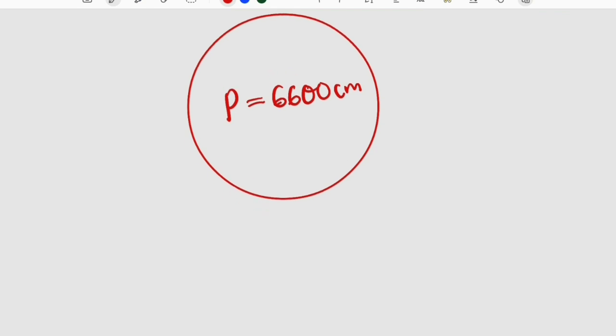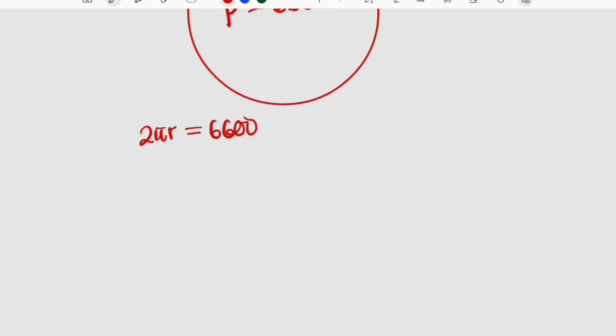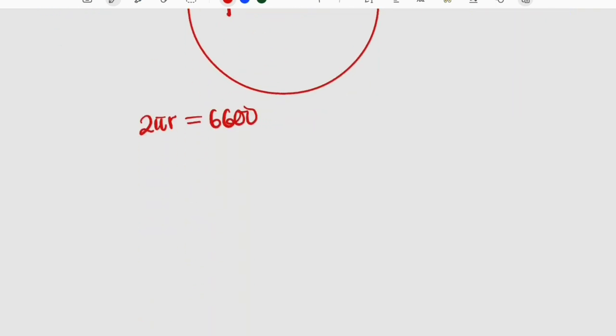Remember that the perimeter of a circle is given as 2 pi r. So this will be equal to 6,600 centimeters. And remember, we are given pi as 22 divided by 7. So this is 2 multiplied by 22 divided by 7 multiplied by r, which is the radius. This is equal to 6,600.